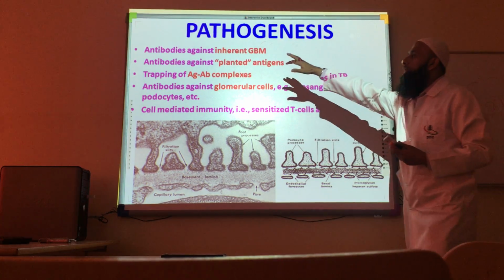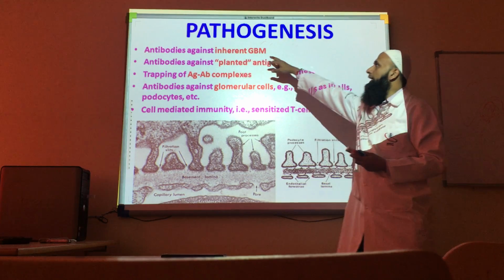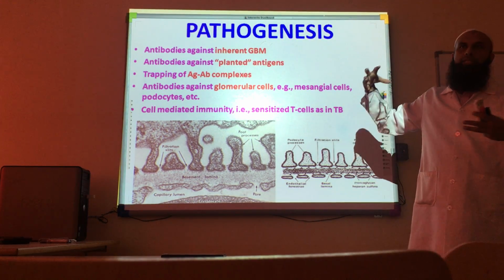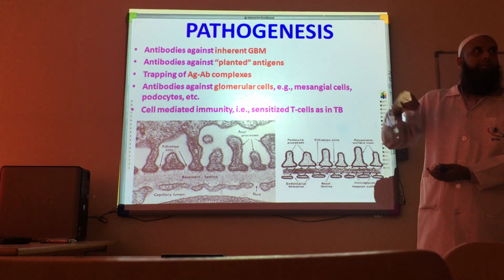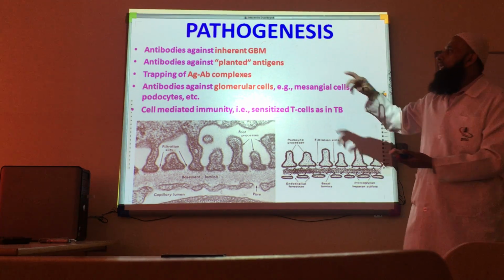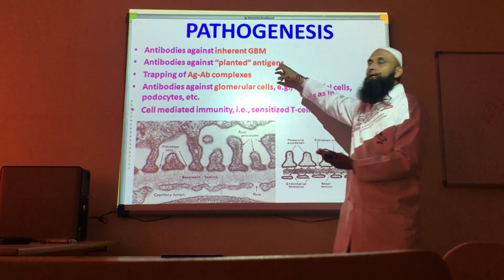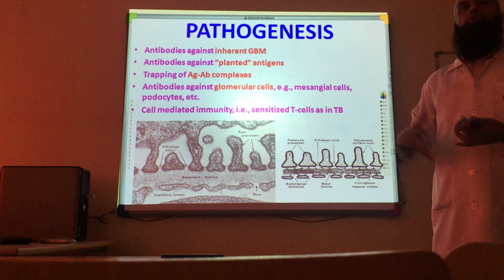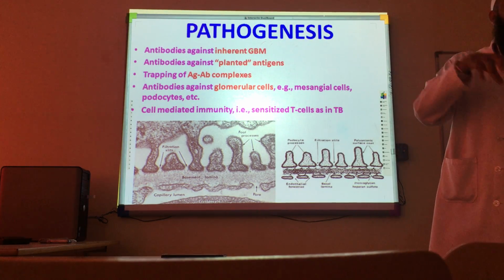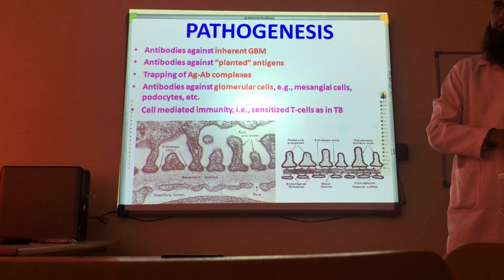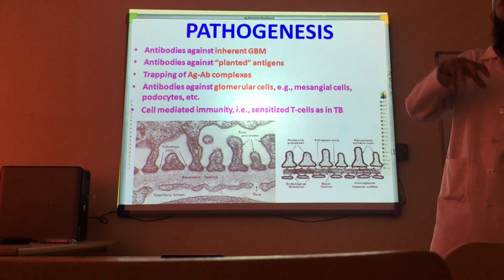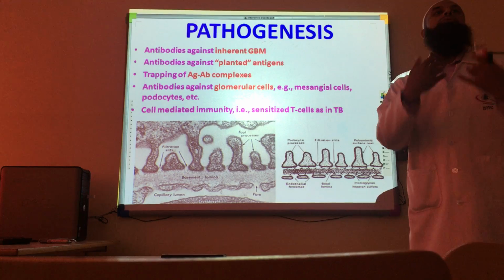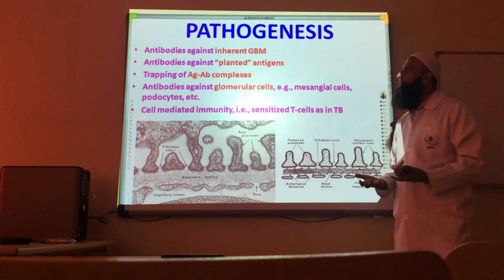So it could be many things. Number one, antibodies against the inherent glomerular basement membrane. So antibodies were formed and they stuck in the glomerulus and attacked here. Then antibodies against planted antigens, for example antigens on the mesangial cells or the capillaries. There are antibodies for the antigens which were stuck here, and the antibodies came to tackle them. But instead of only tackling them, they start to damage the glomerular basement membrane.